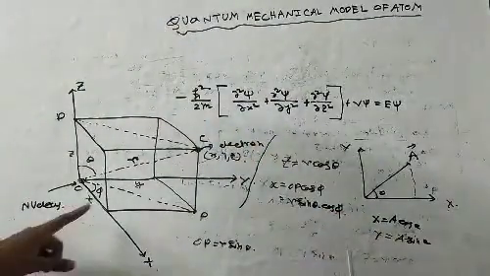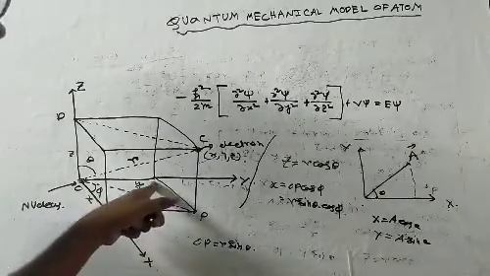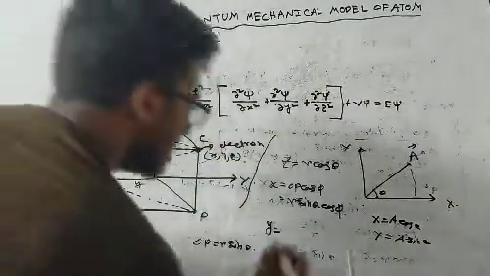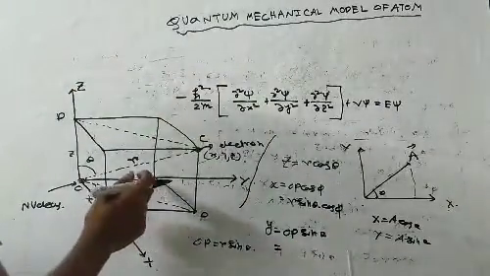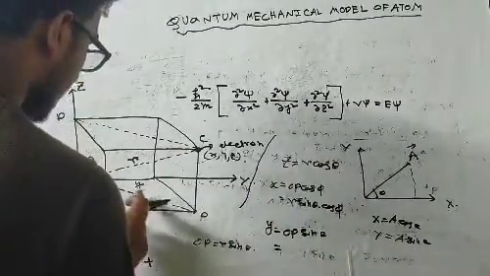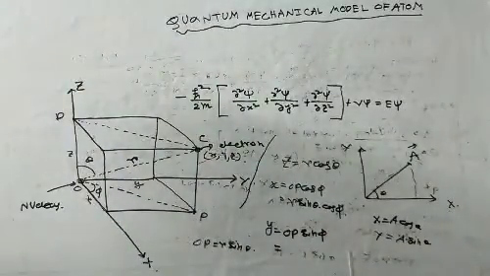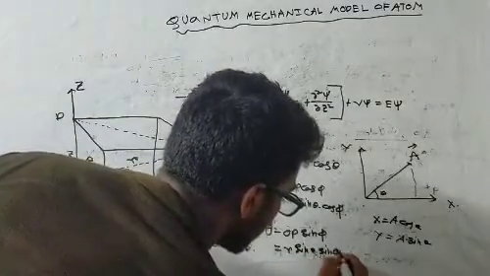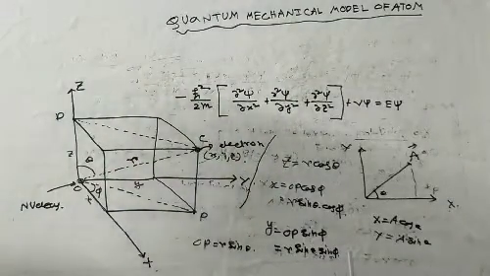Now, the y equals OP sine phi, and the value of OP is r sine theta. So y equals r sine theta sine phi. So this is coming out: y equals r sin theta sin phi.